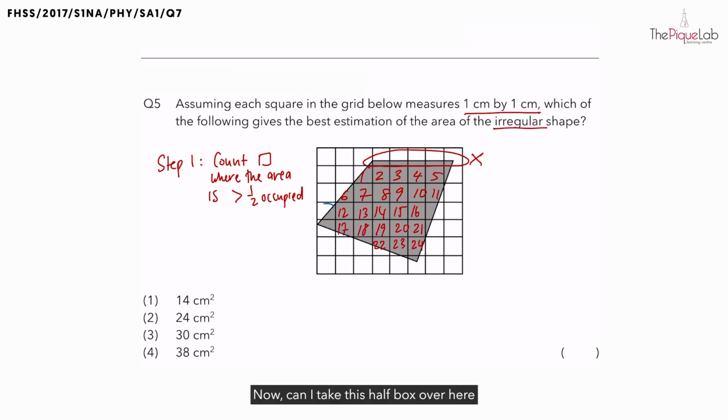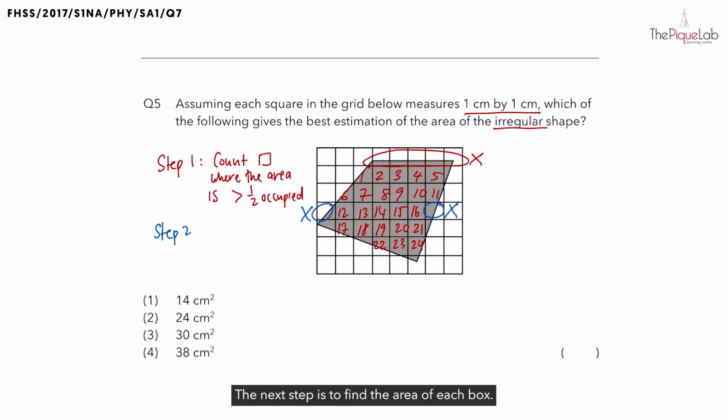Now, can I take this half box over here and this half box over here and combine them to form one full box? As tempting as this is, the answer is no. This is in fact a common error made by many students. We cannot count any boxes where the area is only less than half filled.